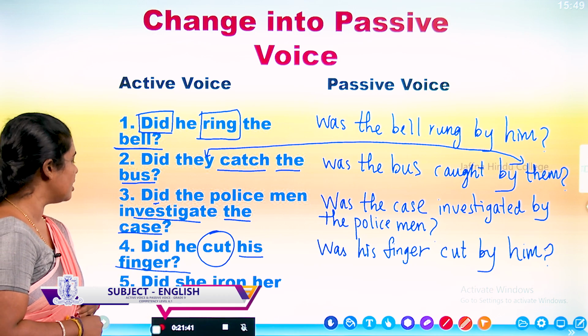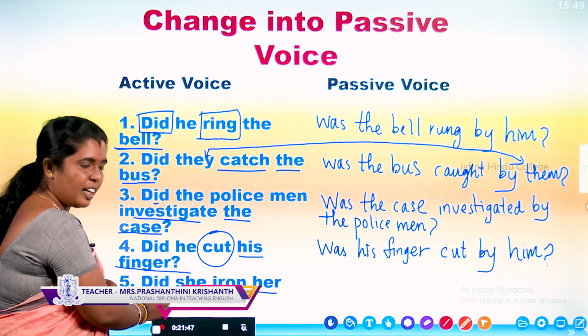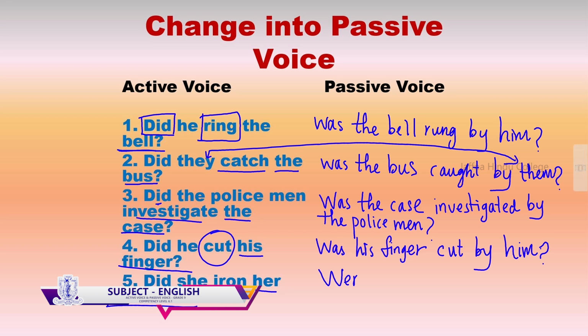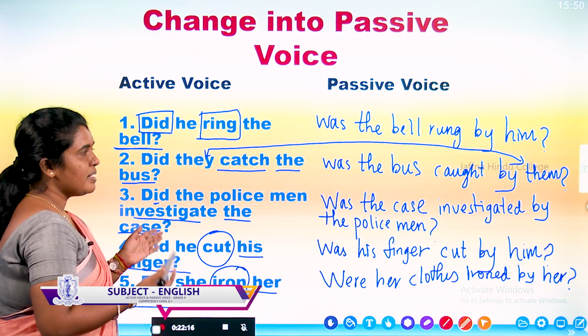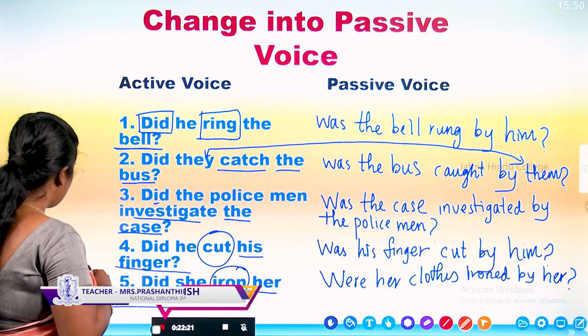Now, let's see the 5th one. Did she iron her clothes? So, what is the object? Her clothes. So, look at here, plural form. So, we have to use were. So, were her clothes. The past participle form of the verb iron means ironed, okay? Were her clothes ironed by her, right? Were her clothes ironed by her. So, this is the easiest way to change into passive voice.